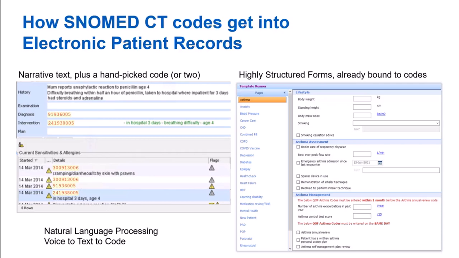So here you've got a form for assessing somebody with asthma. There's a list of forms that you could use on the left-hand side, and how you find the right one of those is an interesting question. But having found the form to assess somebody with asthma, the right-hand side breaks down the things you might want to say. It's general metrics of what's their body weight, standing height, body mass index. Do they smoke? Have you given them advice to stop smoking? How is their asthma being managed?